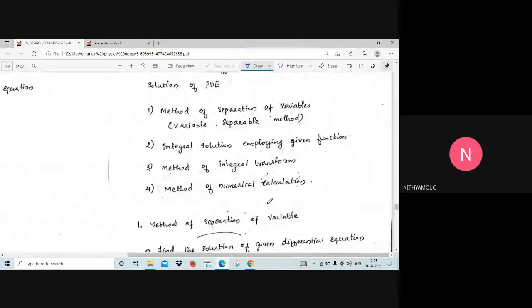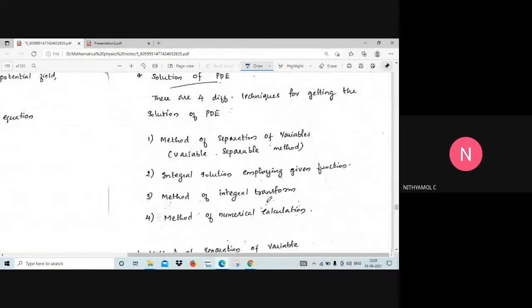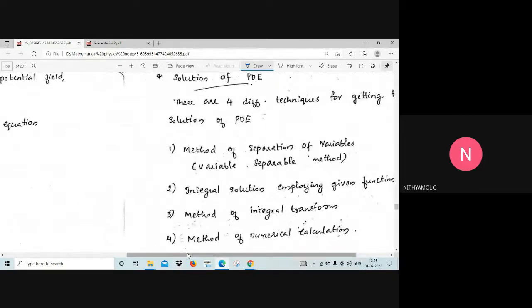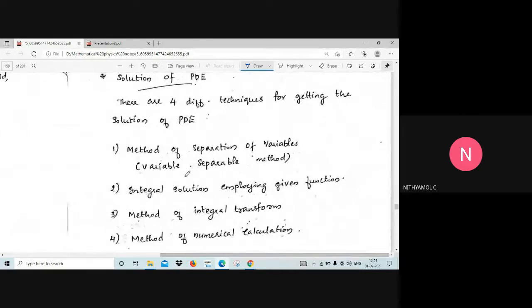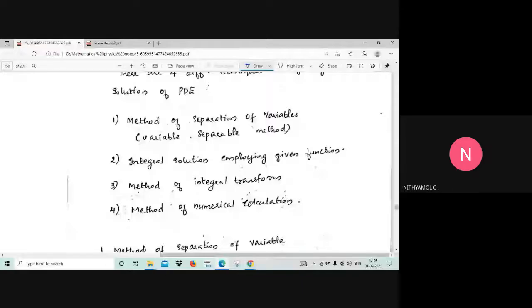So, solution of partial differential equation. There are 4 different techniques for getting the solution of a differential equation: separation of variables, or variable separable method, and next method is integral solution, and method of numerical calculation. So we can do one problem using the method of separation of variables.